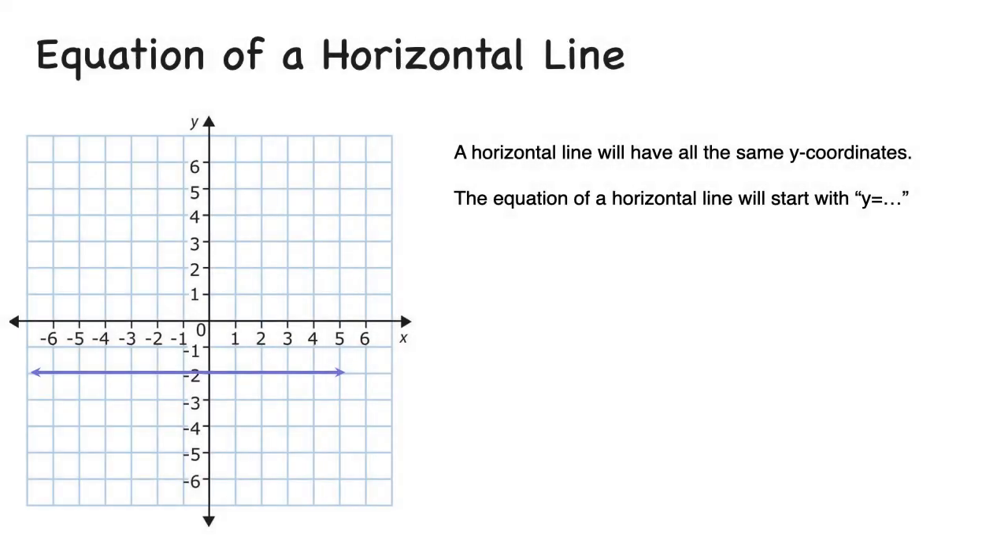A horizontal line will have all of the same y coordinates. For that reason, the equation starts with y equals something. We can see any point that lies on this line has a y coordinate of -2. The equation of this line is y equals -2.